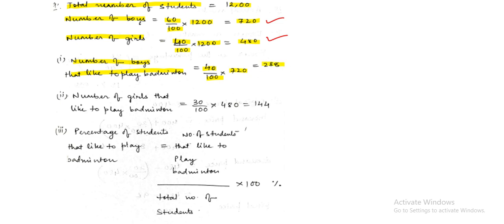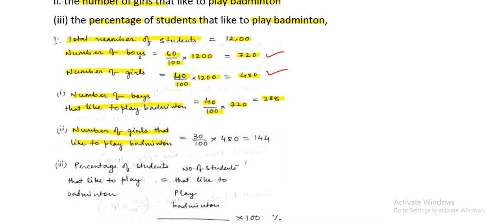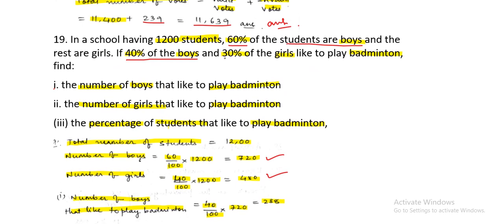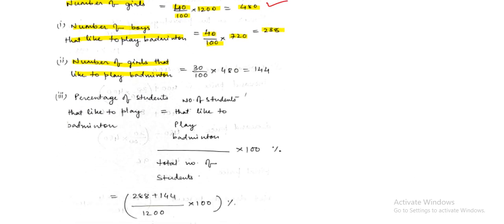Now in bit 2 they are asking number of girls that like to play badminton. In the question it is given that 30% of the girls like to play badminton. So we will write here 30%, that is 30 by 100 into total girls 480. So out of 480, 30%, that is 144.